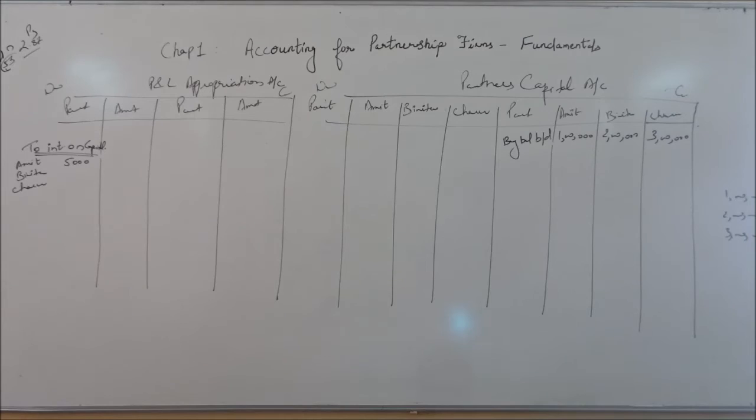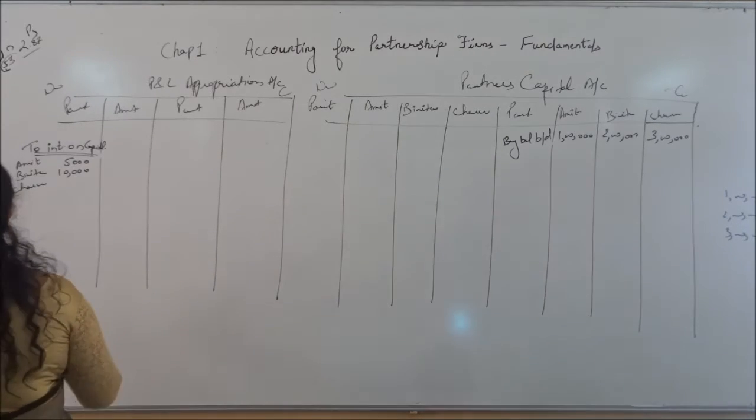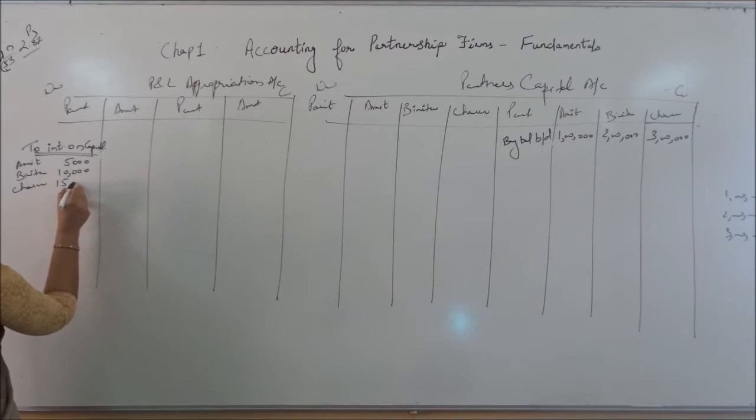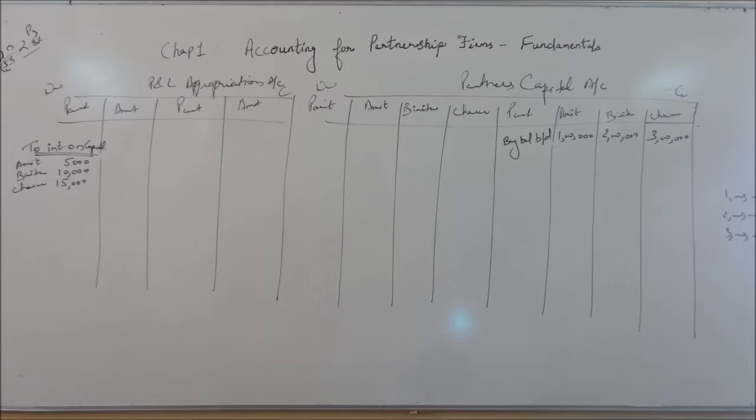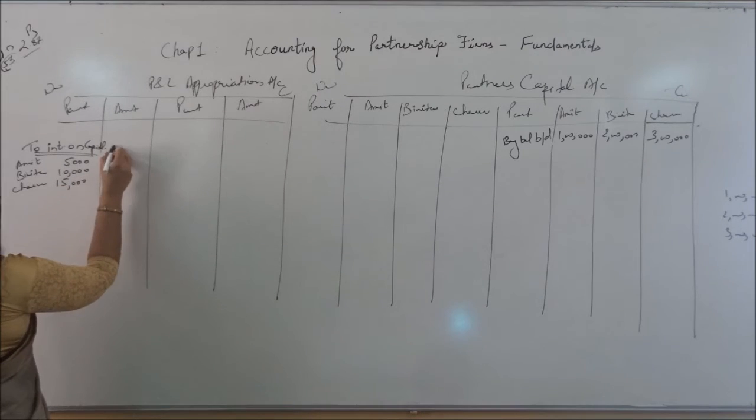Vinita, 2 lakh, 5% will come to 10,000. Then 3 lakh, 5%. 5 threes are 15. How much will it come? 15,000. Do the total and write it in the outer column. 15 plus 5 is 20, 20 plus 10 is 30. Write 30,000 here in front.